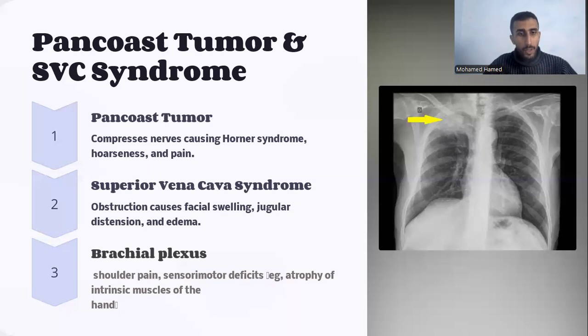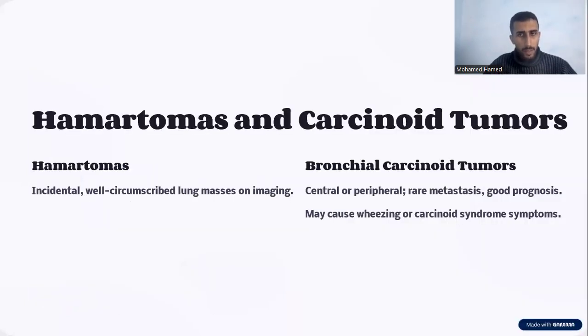So this is for superior vena cava syndrome, and there are other tumors like lung cancers, hamartomas. They are incidental, with circumscribed lung masses on imaging, and bronchial carcinoid tumors. They may occur centrally or peripherally. For every tumor, it can occur either central or peripheral. Bronchial carcinoids have a specific feature of occurring both centrally and peripherally. They rarely metastasize, have a good prognosis, and can cause carcinoid syndrome.